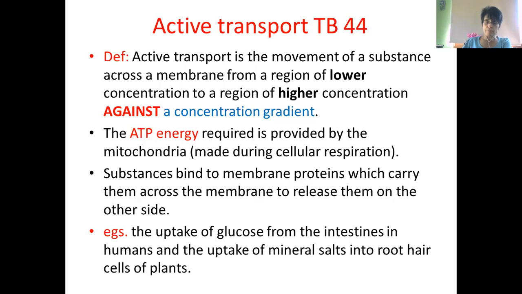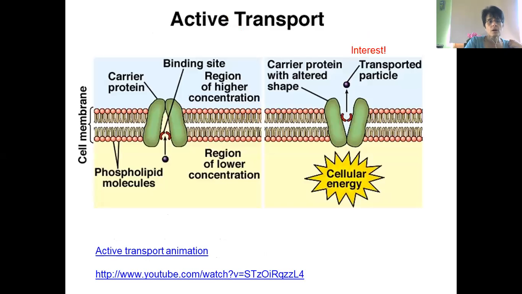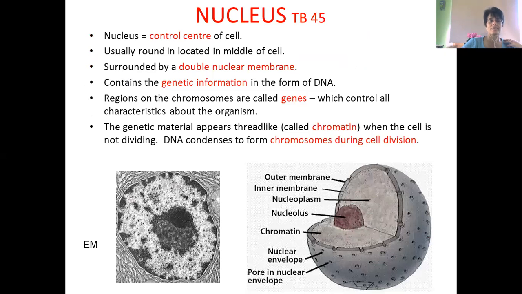ATP energy is used to pump those salt molecules from a region of low concentration in the soil to high concentration in their cells against the concentration gradient. All right, and there's just a diagram. So, this is how it happens. The protein molecules, it's almost like a little gate. So they pick up the molecule and then they open up on the other side. Pick up, release, and that requires energy. Diffusion and osmosis do not require energy. It's a passive process. Okay, and that's the end of my story.